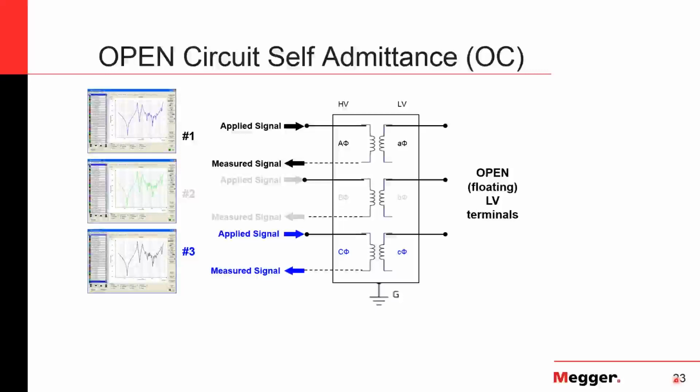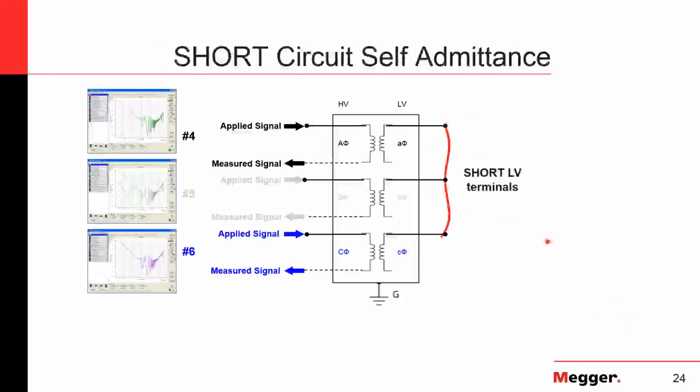And this is the short circuit self-admittance test. So same connections on the high side, apply a signal to the A phase, and then measure on the opposite part of the winding, and then do the same thing for the B phase and do the same thing for the C phase, and just have the low voltage terminal shorted this whole time.